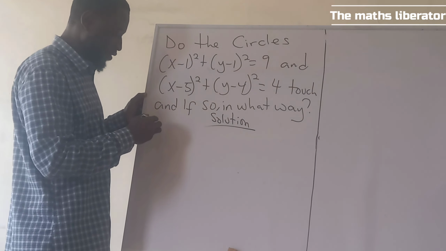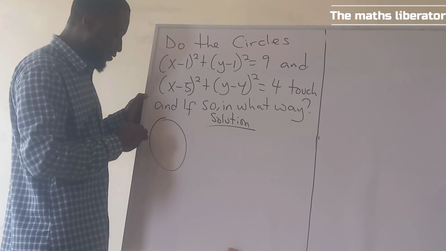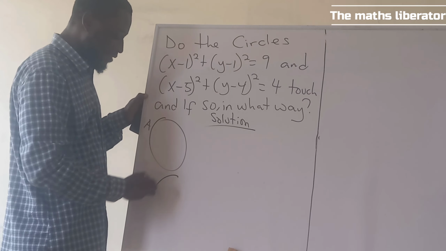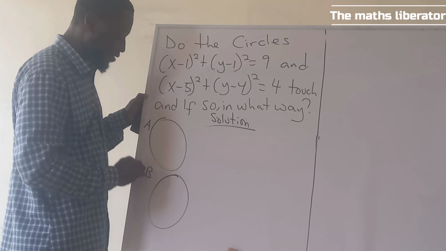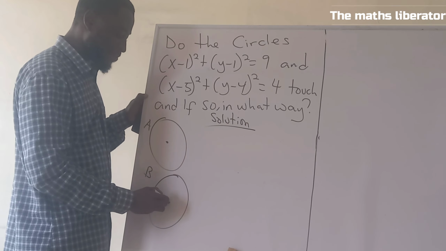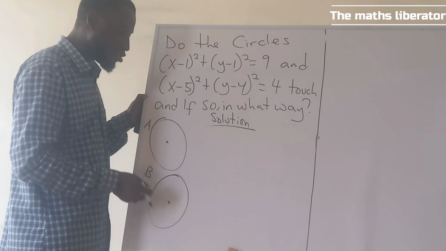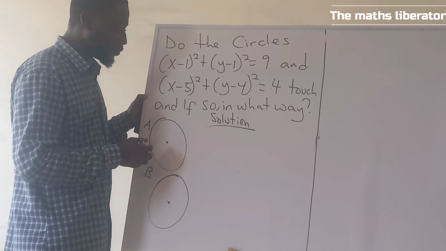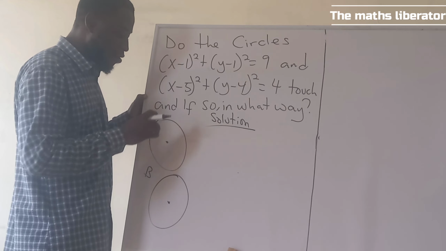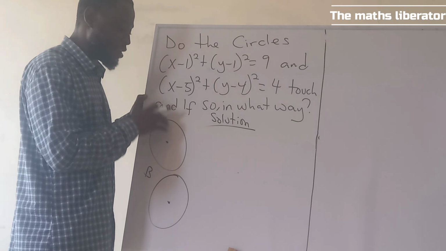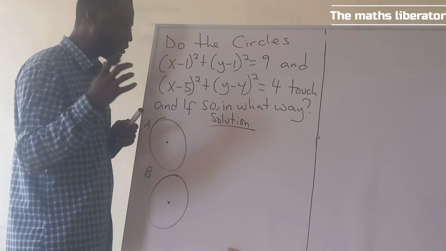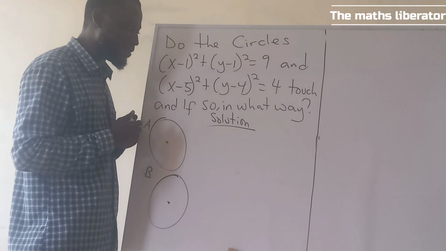Good. So this is my circle. Let's say this is my first circle, circle A. This is my second circle, circle B. And this is my center. Remember, these circles are not drawn to scale. Okay. So what are we going to do? We are going to find the center and the radius of each circle, and we are going to get those from the equations which are given.